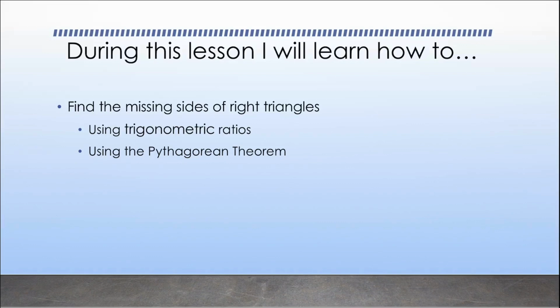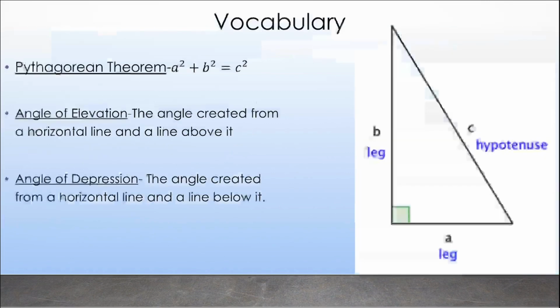Okay, so during this lesson, you're going to learn how to find the missing sides of right triangles using trigonometric ratios as well as using the Pythagorean theorem. All right, let's do some vocabulary. The Pythagorean theorem is a squared plus b squared equals c squared, where a and b are the two shorter sides in a triangle, and c is my hypotenuse.